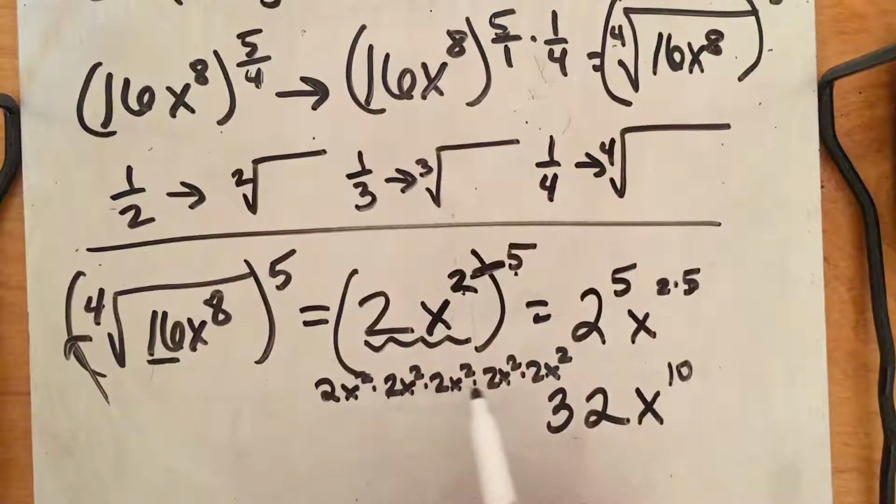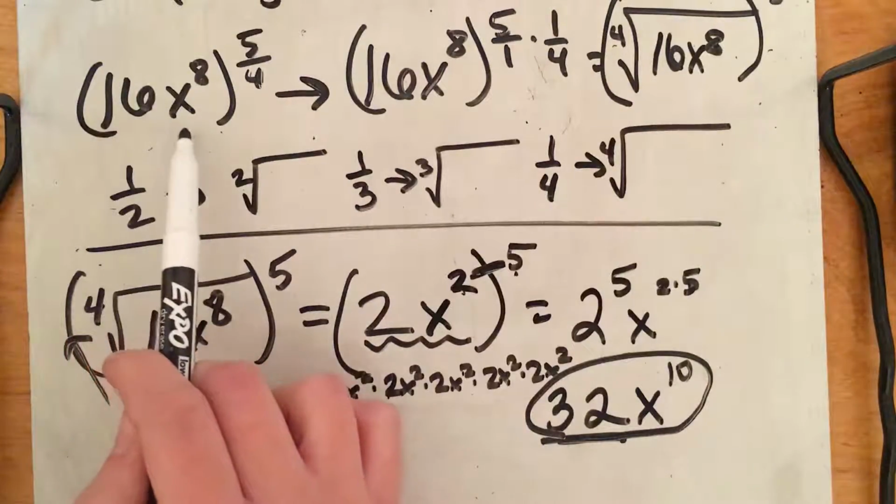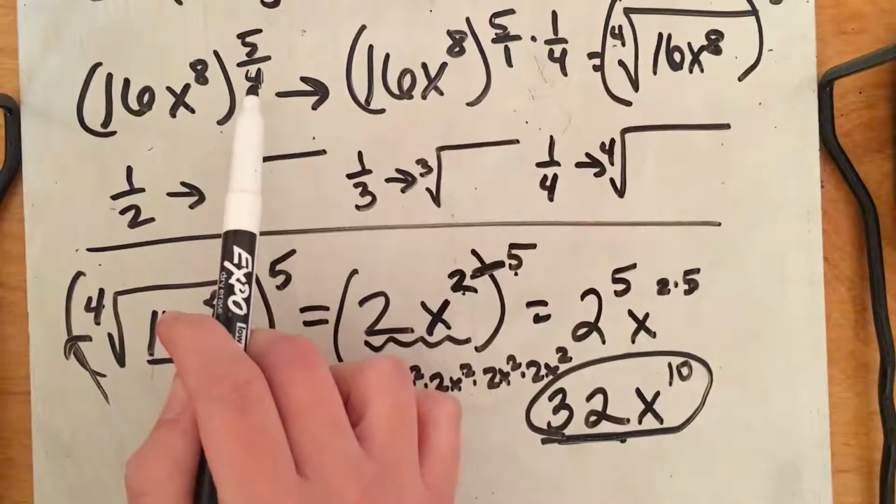So I have 2 times 2 times 2 times 2 times 2. The big 2 is the coefficient, that's how I get the 32. And I add up all my exponents, and I get a total of 10 total. So here is really my first solution. That's the simplified version of 16x to the 8th to the 5/4 power.